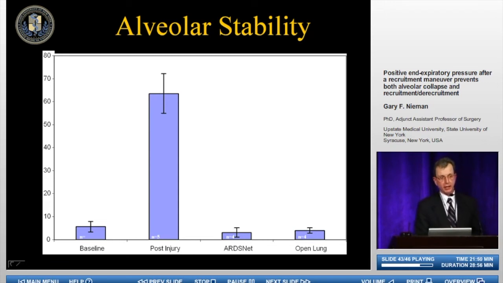And lastly, alveolar stability. We measured the classical IDE where we subtracted the volume of the alveoli at inspiration and at expiration. Post-injury, of course, we had very unstable alveoli. And we did find an equal stabilization with the ARDSnet protocol and an open lung approach. So it appeared, at least on the surface of the lung, the only thing we can see with our microscope, that we did get identical stabilization with either of these 2 techniques.